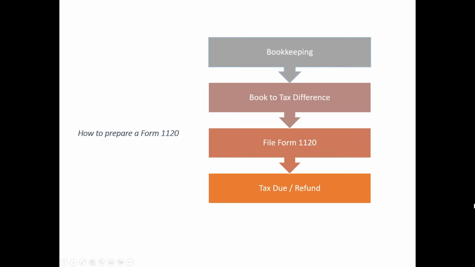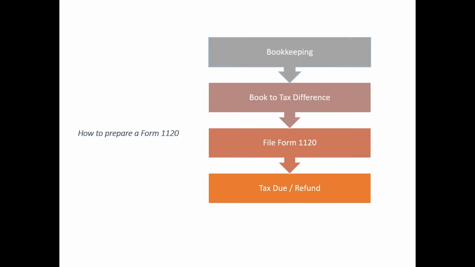So how to prepare Form 1120? Before you even start the preparation, you need to do the bookkeeping, to summarize your incomes and expenses and come up with a balance sheet and profit and loss statement for the company. After you have the profit and loss statement, you also need to know if there is any book to tax difference. For example, penalties.